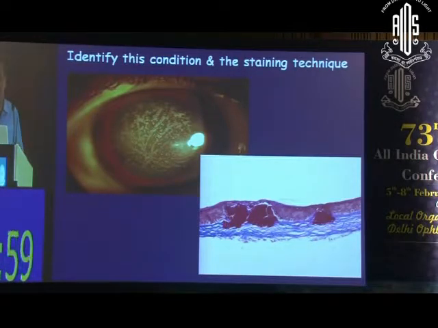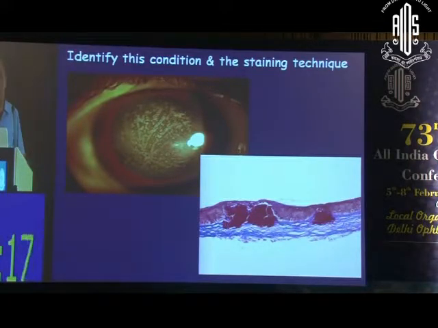What is this? Look at the clinical picture first. What does this look like? Calcium. Are these infiltrates? Are these deposits? These are deposits. Okay, what type of deposits? How do you describe the pattern? Are they streak-like? They look more granular, right? So the clinical diagnosis was a granular corneal dystrophy.